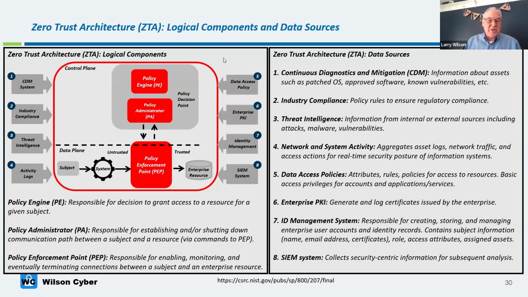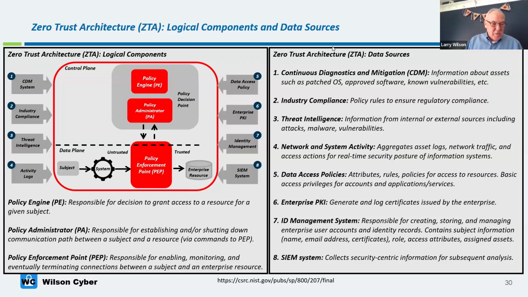This diagram on the left shows the zero trust architecture according to NIST. Here we have logical components as well as data sources. The logical components are shown in red. The data sources are shown on the perimeter. So the three logical components are the policy engine, the policy administrator, and the policy enforcement point.